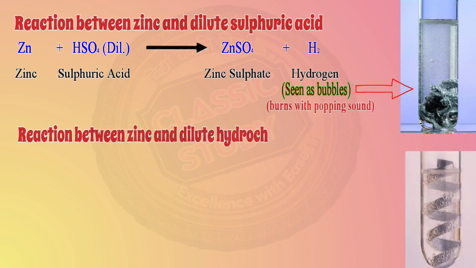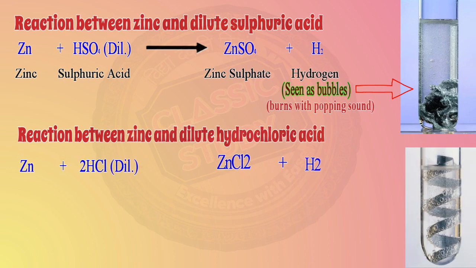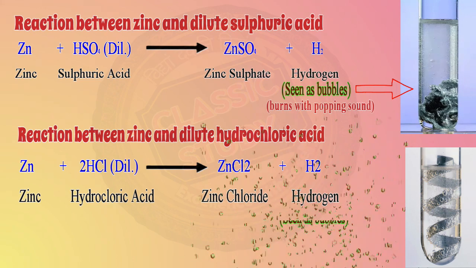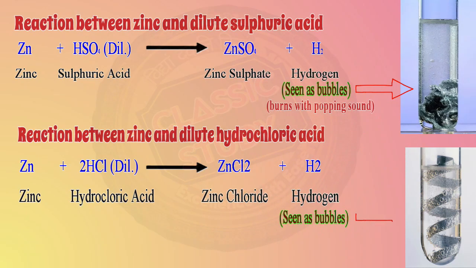Similarly, if zinc reacts with dilute hydrochloric acid, HCl. So Zn plus 2HCl gives ZnCl2, which is zinc chloride, plus hydrogen. Again, the hydrogen is released in the form of bubbles in the test tube, and if we bring a burning splinter to the mouth of the test tube, it burns with a popping sound, confirming the release of hydrogen during this reaction.